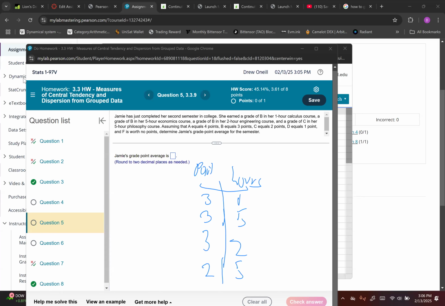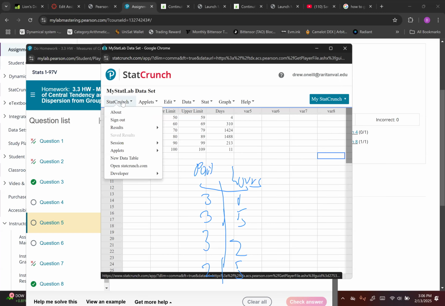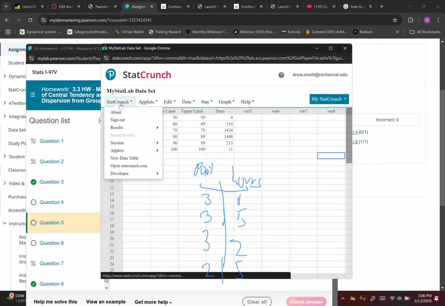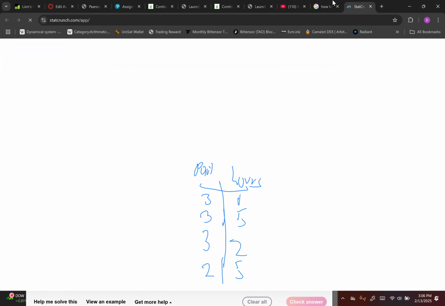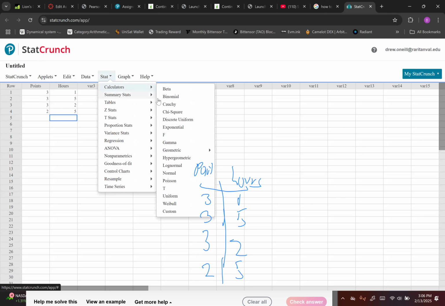Well, we can just go to StatCrunch. We don't have to copy it. Let's see, can I clear results, delete all. New data table. That's not quite what I wanted, but that's fine. So we'll just label it so it's clear what we're doing here. Points, hours. So it's 3, 3, 3, 2. 1, 5, 2, 5. Then go stat, summary stat.